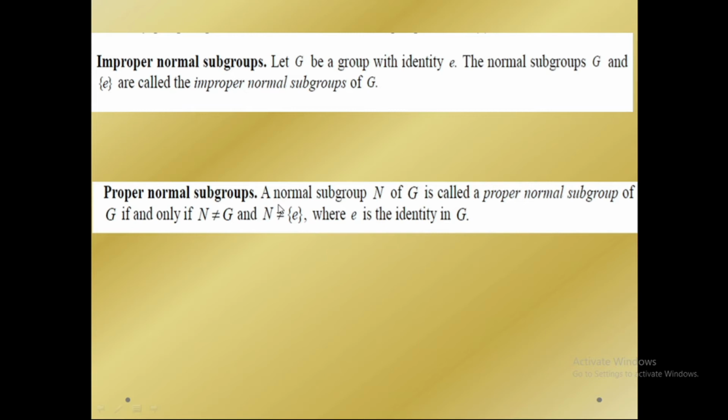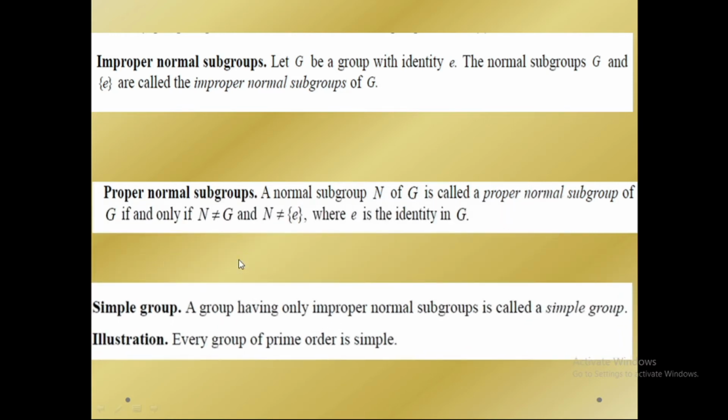As I said, leaving these two, G and the singleton identity, whichever other subgroups of G are normal are proper normal. And G itself and the singleton identity, that type of subgroups are called improper normal subgroups of G.